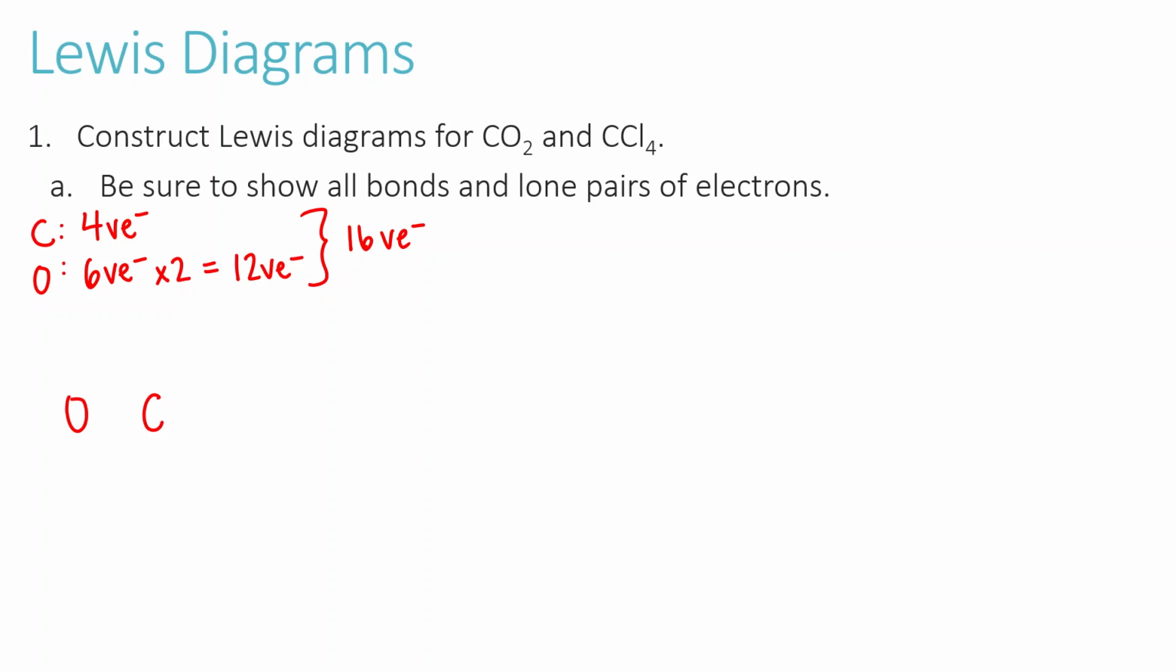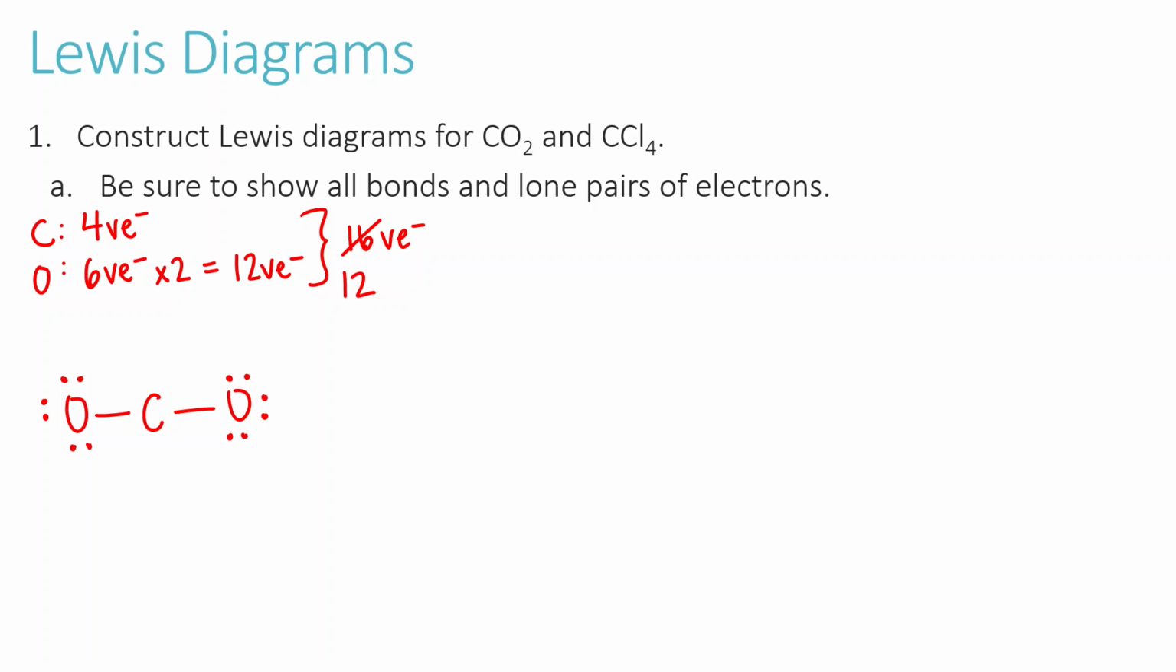So I'm just going to place my 2 oxygens and connect them with a single bond. In that single bond, there's 2 electrons. Because I've placed 2 bonds here, I now have 12 valence electrons remaining. So now what I need to do is place those 12 around the outer atoms. So I'm now out of electrons.